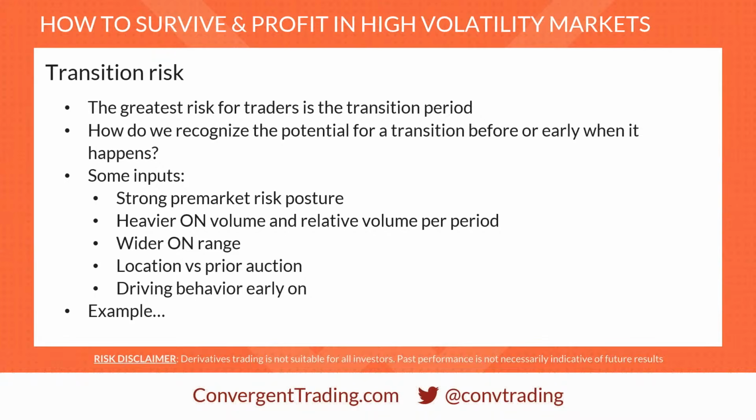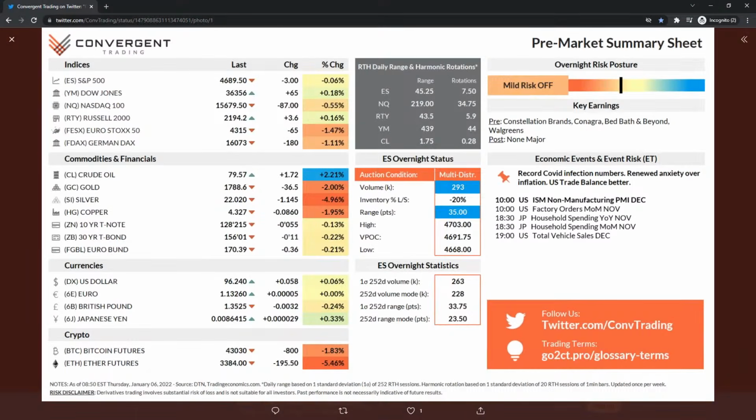How do we recognize the potential for a transition before or early when it happens? So some of these inputs are strong pre-market risk posture. So many of you have probably seen this. Who has not seen this table before? This is on Convergent Trading's Twitter feed. Let us know if you haven't seen it. I'm very interested. I'd love for this to be interactive. Let us know.